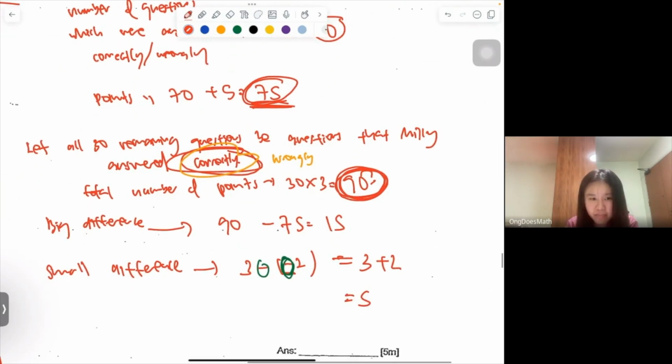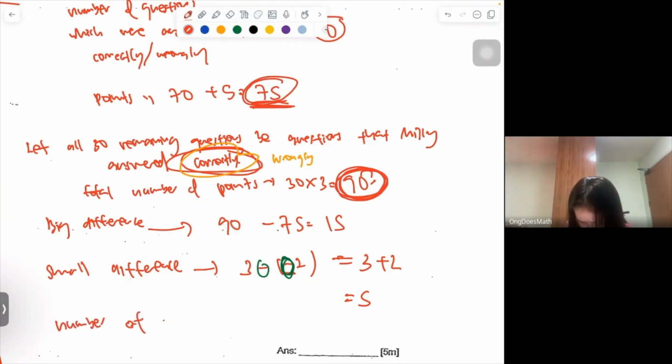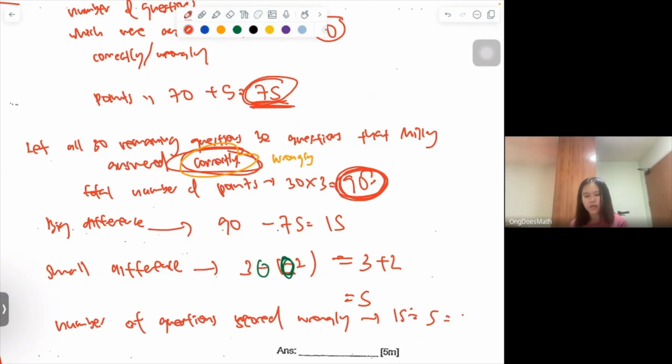So now when you take big difference divided by small difference, you get the number of questions scored wrongly, as we have discussed just now. Scored wrongly, or answered wrongly. So it will be 15 divided by 5, which is 3.